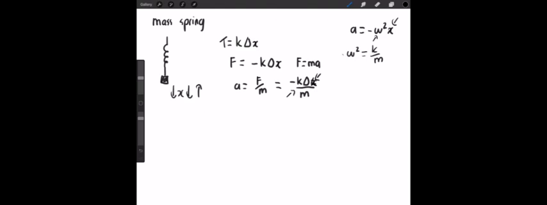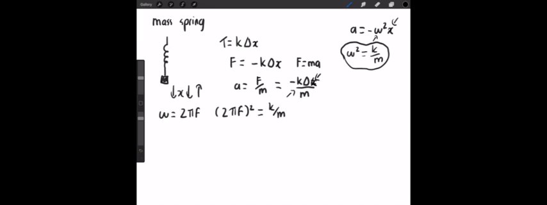So that's kind of important. Omega itself, another way of writing this is 2 pi f, so 2 pi times the frequency of the oscillations. That gives us an expression that (2 pi f) squared equals k over m.